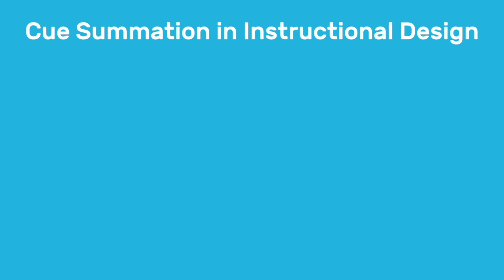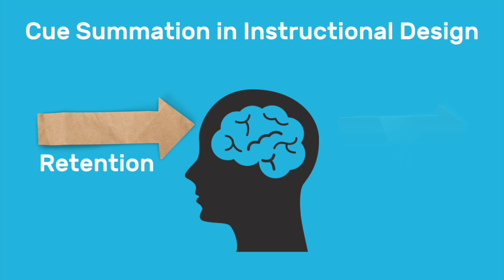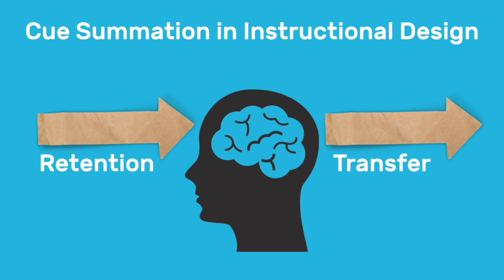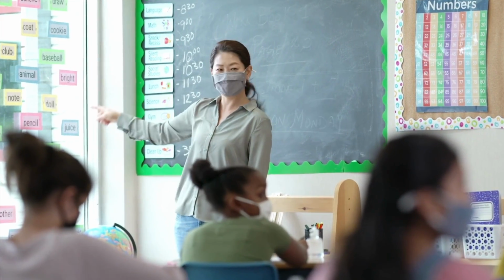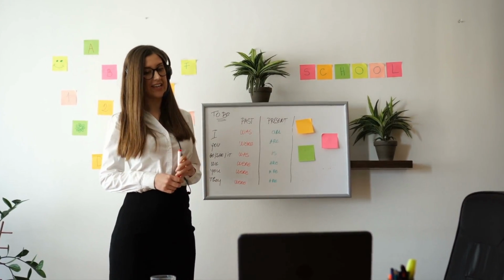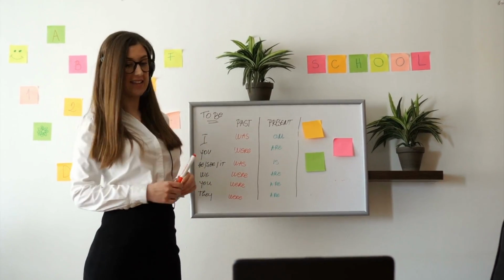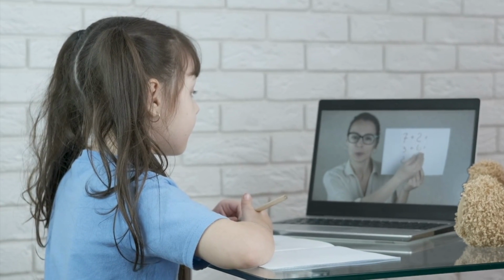So how does all of this relate to instructional design? As instructional designers, we need to understand how to help our learners meet instructional goals. Robert Mayer says that there are two basic learning outcomes: retention of material and transfer of information to another application. Cue summation theory informs what information to include in training materials and how to share that information with learners. When we're designing instruction, we should keep in mind that learners benefit from multiple cues across multiple channels. Incorporating complementary cues will help learners not only retain information, but also transfer that information to other applications and experiences.